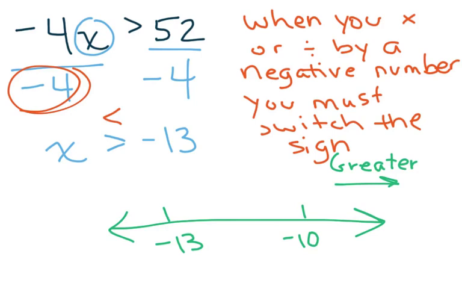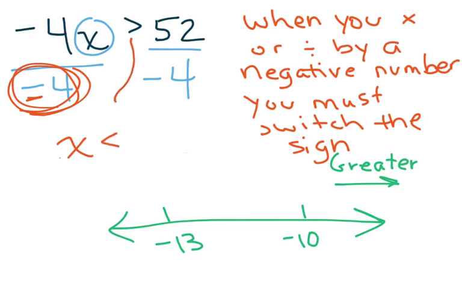Okay? So, if I erase all this work because that can't be true, and I divide those two, then my work would look like this. I'm going to divide by negative 4. As soon as I divide by that negative number, I'm going to switch the sign. So I'm left with x is less than, notice that there's a difference in the sign, negative 13.